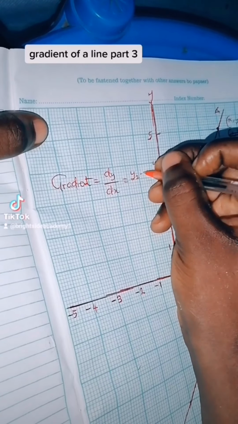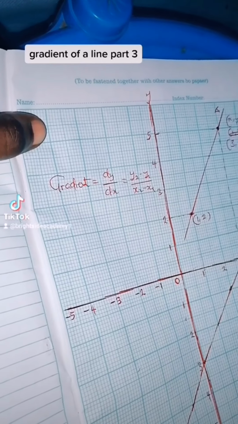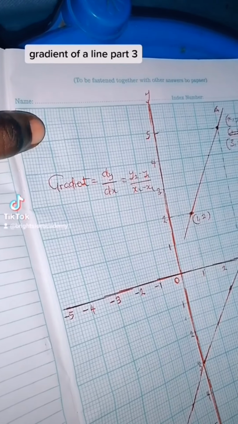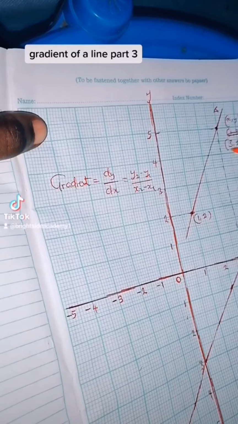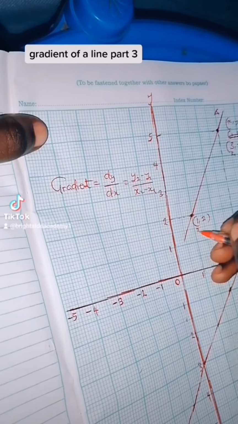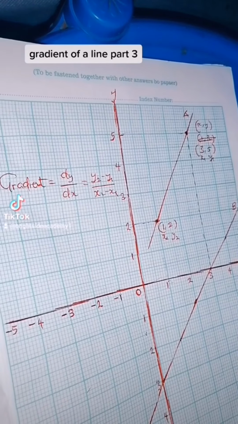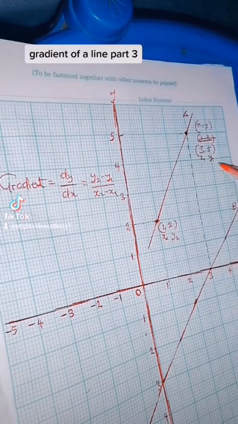Gradient of a line, part 3. Welcome to part 3. We're about to find the gradients of a line, and we've already found our 2 points on the line. We found the x and y values for each point, and so it's just about fixing the points and our gradient is done. So we have y2 minus y1 all over x2 minus x1.